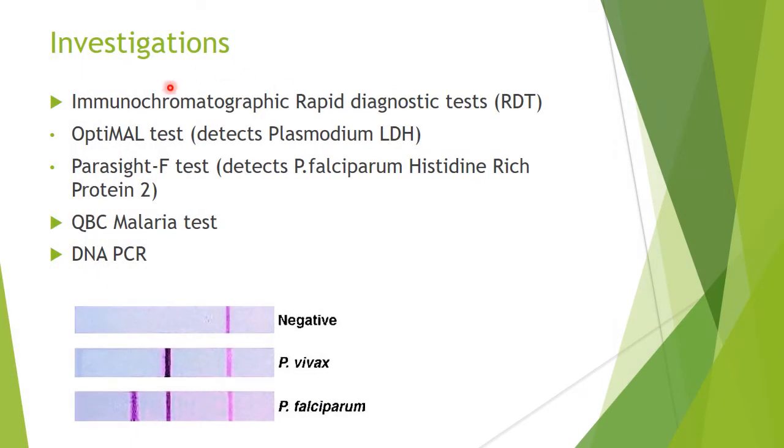Other investigations include the immunochromatographic rapid diagnostic tests, or the RDTs, which include the Optimal test, which detects the Plasmodium LDH. This is the Optimal test, which will detect negative, or it can detect Plasmodium vivax and Plasmodium falciparum. It can differentiate between the two of them. The Parasight F test, which will detect the Plasmodium falciparum histidine-rich protein 2, or PfHRP2. The QBC malaria test, and the DNA PCR.